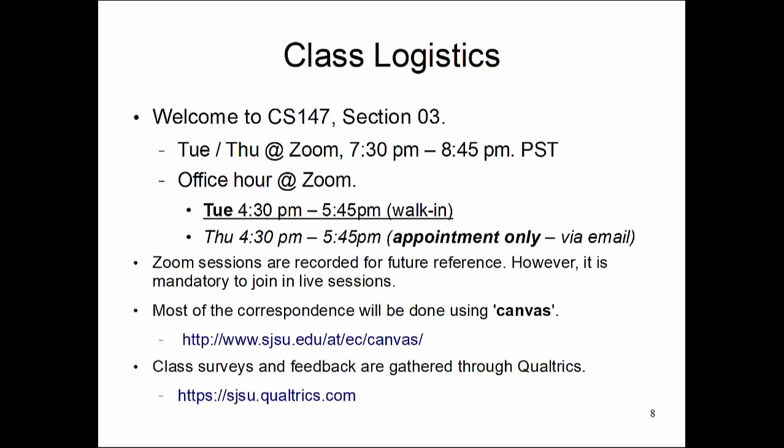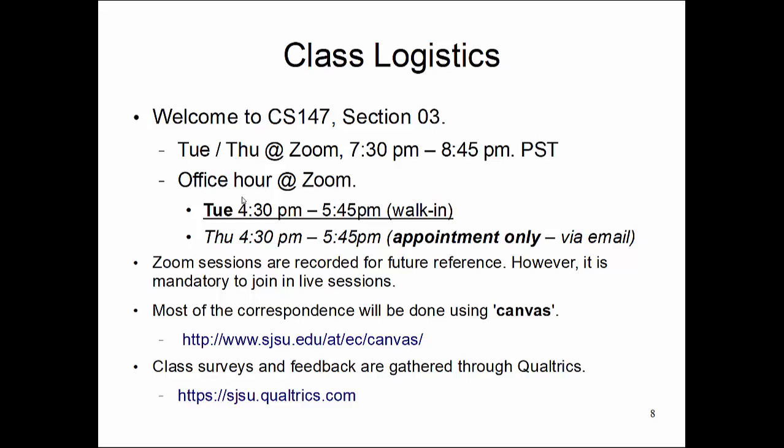Let's talk about logistics for this class, Computer Architecture Studies, CS147, Section 3. We have two meeting dates, each Tuesday and Thursday, via Zoom from 7:30 p.m. PST till 8:45 p.m. PST. Office hours also through the Zoom. Please make sure you get the right information on Zoom connection and Zoom meeting in your Canvas page.